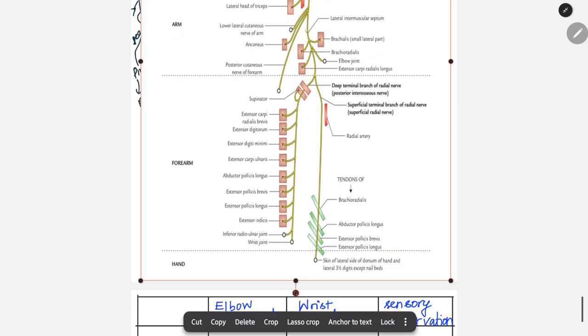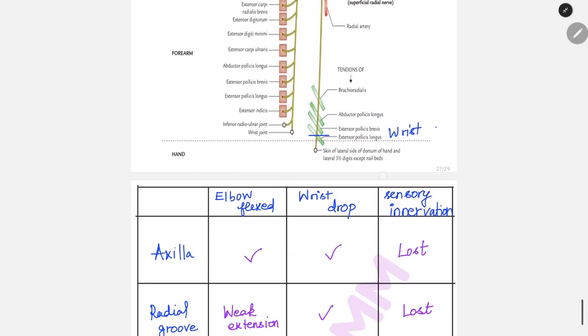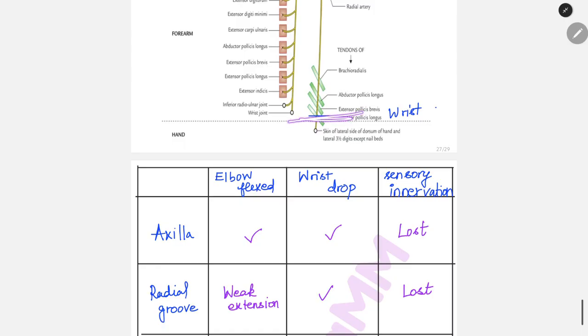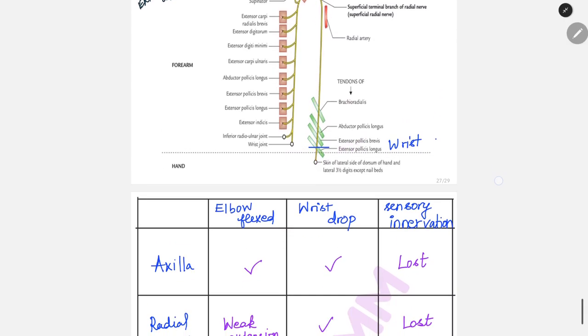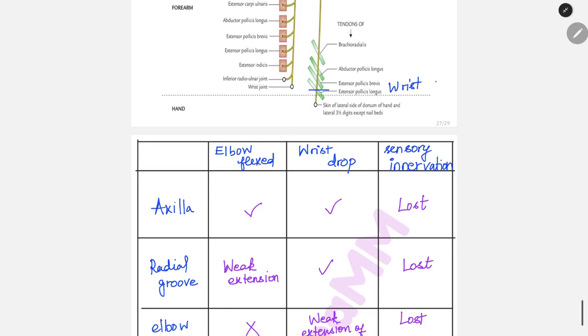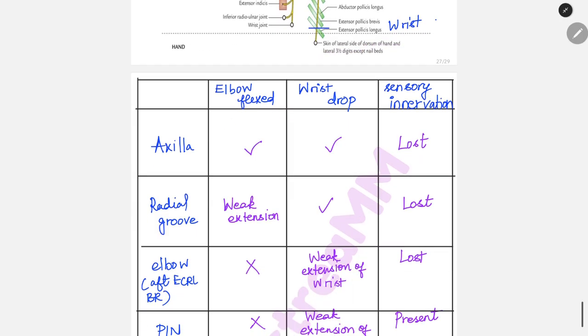Remember here. And at last you have the superficial branch at the level of the wrist. At the level of the wrist, only the superficial terminal branch of the radial nerve is getting damaged. Only sensory innervation will be lost. All other features will be intact. The elbow can be extended, the wrist can be extended. Only sensory innervation is lost, on the lateral side of the dorsum of the hand and lateral three and a half digits except the nail beds.